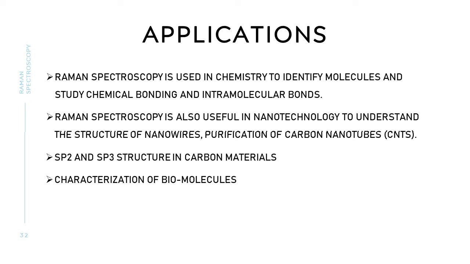Raman spectroscopy is also useful in nanotechnology to understand the structure of nanowires and the purification of carbon nanotubes. Because of their structure, carbon nanotubes can be made to resonate with the light. Raman spectroscopy can be used to measure stress and strain in materials. Tensile strain increases the length of the bond and the tension in them. We can also measure the structure in carbon materials, sp2 and sp3 structure.